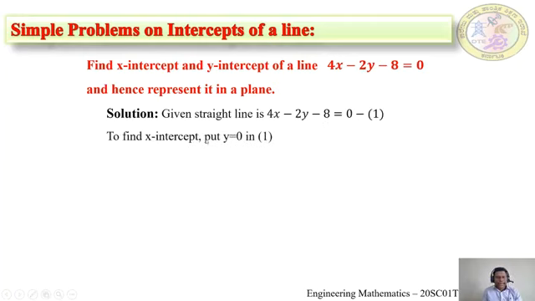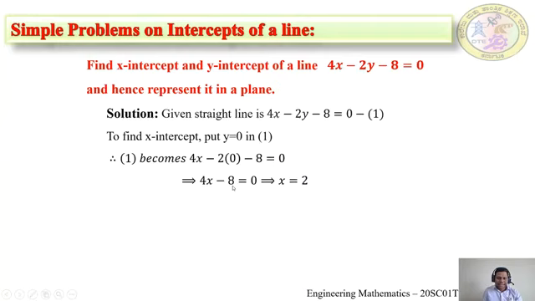To find the x-intercept, put y equal to 0 in equation 1. So if you put y equal to 0, equation 1 becomes 4x minus 2 into 0 minus 8 equal to 0, and this value again will become 0 here. So 4x minus 8 equal to 0. Therefore if you take minus 8 to this side, it will become 4x is equal to 8.